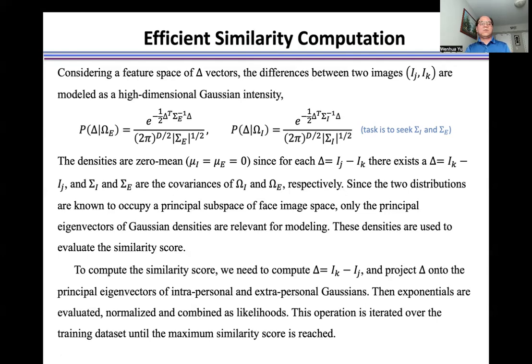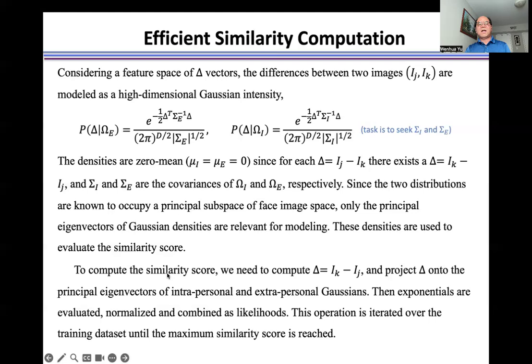Since the two distributions are known to occupy a principal subspace of face image space, only the principal eigenvectors of the Gaussian densities are relevant for modeling. These densities are used to evaluate the same similarity score.